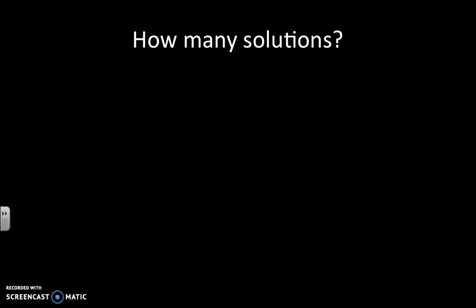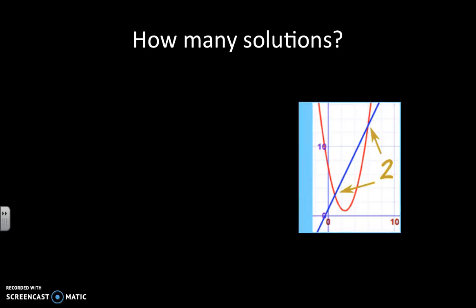So how many solutions can there be? First of all, the most common situation is that you can have two solutions to a linear quadratic system, and that's when the parabola and the line cross twice. Now, the line can go a lot of different directions in order for them to cross twice. Here's one example for you with 2 points of intersection.